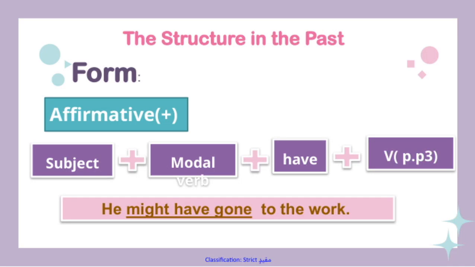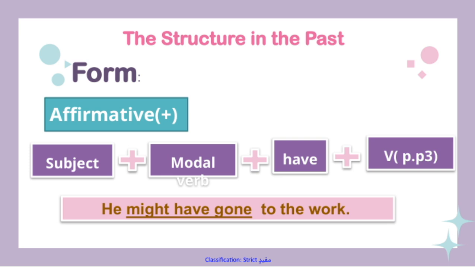Now let's take a closer look at the structure, he might have gone to the work. This is an example of expressing possibility in the past. The key parts here are the modal verb might, which indicates possibility or uncertainty, and the past participle gone, which shows that the action happened in the past. In this structure, might is used to suggest that it's not certain whether he went to work, but it's a possibility.